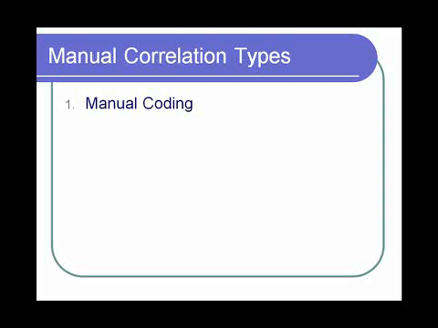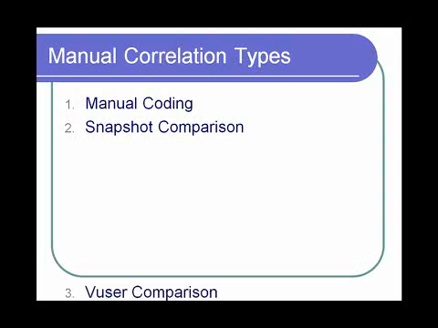First, manual coding. Here the performance engineer will manually check the LoadRunner script to correlate the dynamic values. It's a tedious process. Second, snapshot comparison. In this method, the script is run in playback mode and the resulting snapshot is compared with the snapshots in recording mode. The differences are correlated.